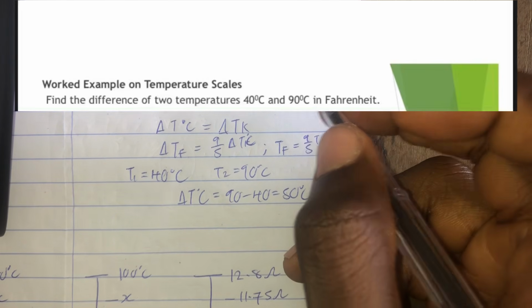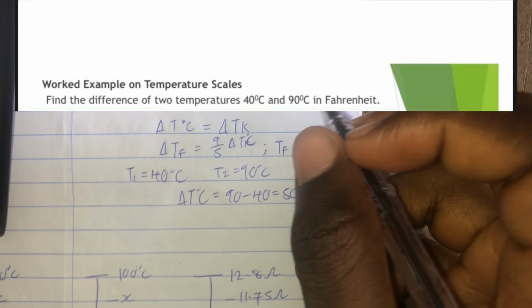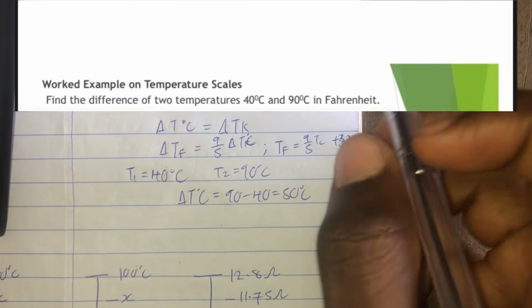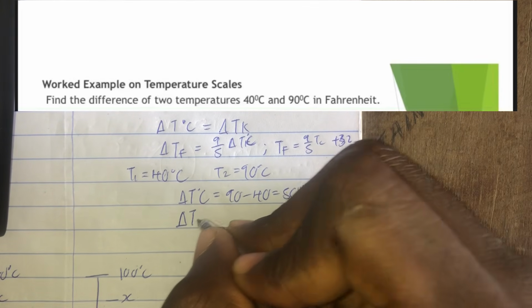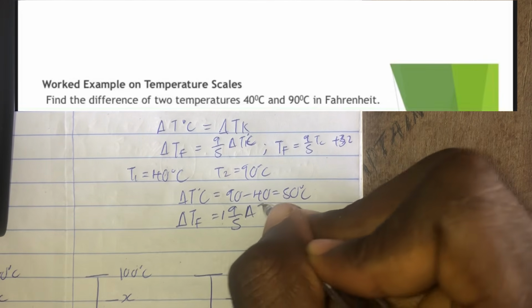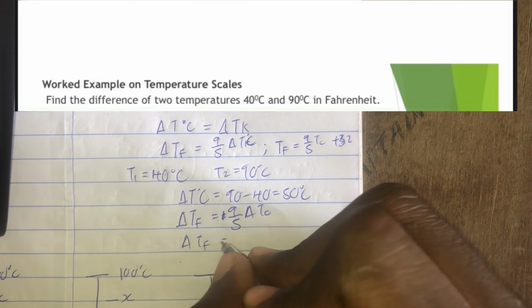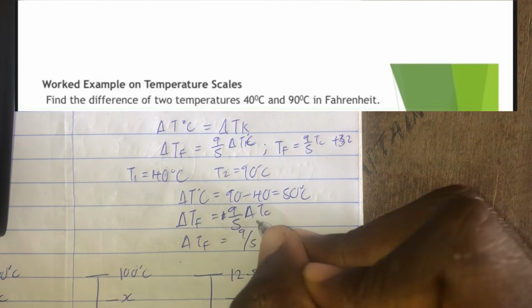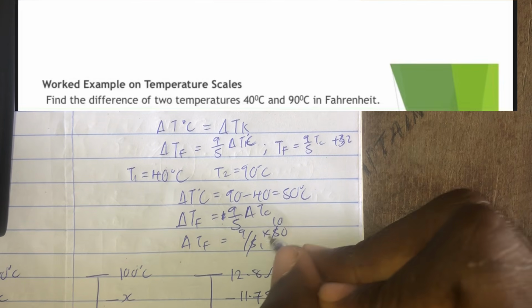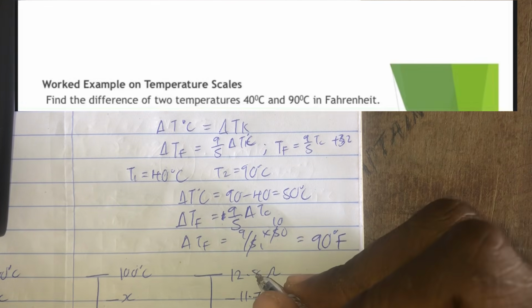The very slow and not so wise way is to convert the Celsius to Fahrenheit, then make the difference. You're going to waste a lot of time. So change in TF is going to be 9 over 5 change in TC. Understand? So the difference in Fahrenheit will now be 9 over 5 times 50, since the change in TC is 50. 50 divided by 5 is 10, and 10 times 9 is 90. So that's 90 degrees Fahrenheit. You have to solve questions like that.